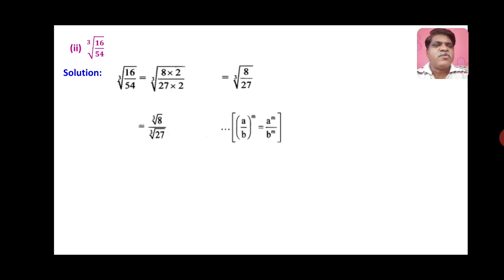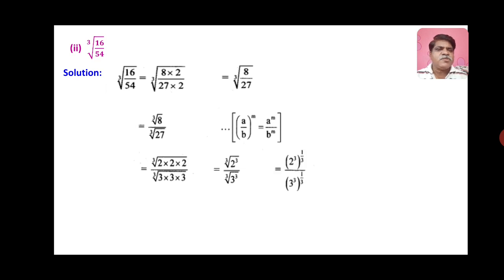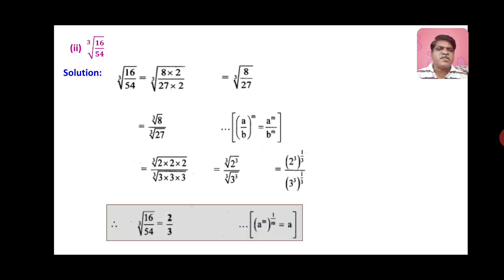So friends, the cube root of 8 upon 27 can be written in numerator and denominator form, that is the cube root of 8 upon the cube root of 27, using the same rule, that is (a by b) raised to m is equal to a raised to m upon b raised to m. So the cube root of 8 can be written as 2 into 2 into 2, divided by the cube root of 27, which can be written as 3 into 3 into 3. So friends, here you will get the cube root of 2 raised to 3 upon the cube root of 3 raised to 3, that is 2 raised to 3 at the numerator raised to 1 upon 3, and at the denominator 3 raised to 3 raised to 1 upon 3. Therefore, the cube root of 16 upon 54 is 2 upon 3.